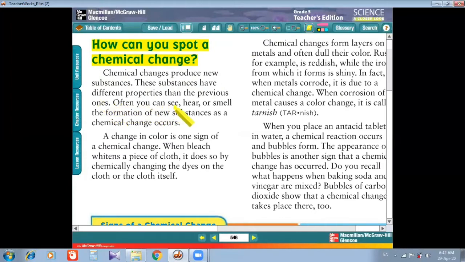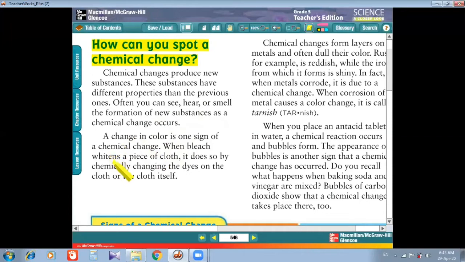Often you see, hear, or smell the formation of new substances when a chemical change occurs. When a chemical change occurs, usually we can see it, we can hear it, or we can smell the formation of new substances. A change in color is one sign of a chemical change. So when there is a color change, we can say that there is a chemical reaction. Color change is one of the signs of a chemical reaction.